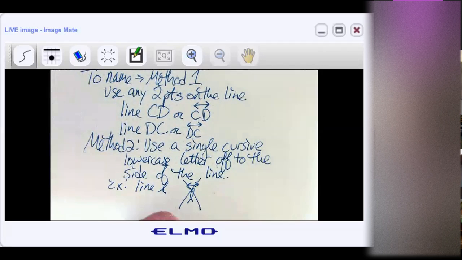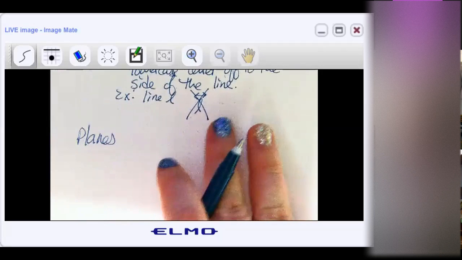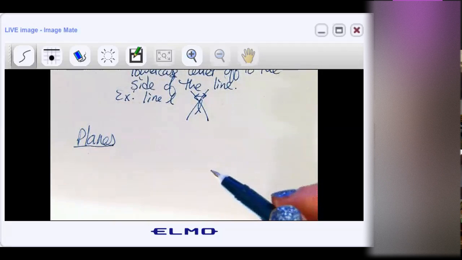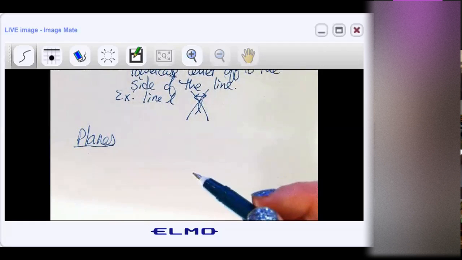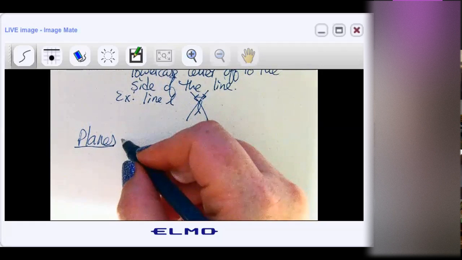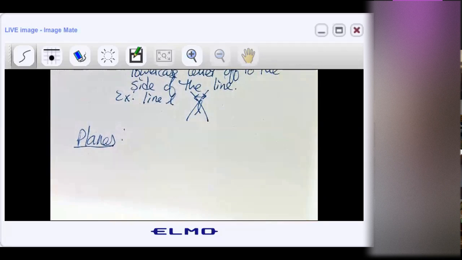So planes. This is spelled the same way as the planes in the sky. It is not spelled like the planes, the prairies, right? So, planes. What are these? So we had a point that had no dimension. Then we had lines that go in one dimension, right? Now we're going to have planes that go in two. So they're going to go on forever, not only side to side, but also up and down.